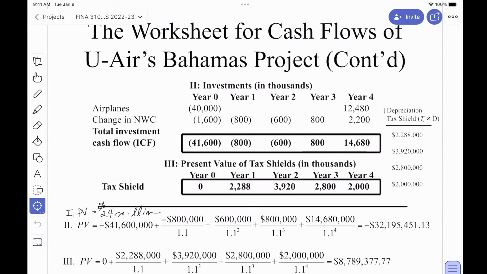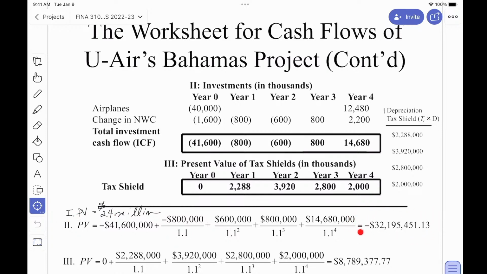All right, so what do we have? This is the investments worksheet, the airplanes, $40 million. Remember, everything's in thousands of dollars. And we have this as the salvage value at the 4th year. And then these are the amounts of net working capital. We can calculate this in each of the years, and we can calculate where we got $24+ million for income. For investments, we find that it's negative 32 million.